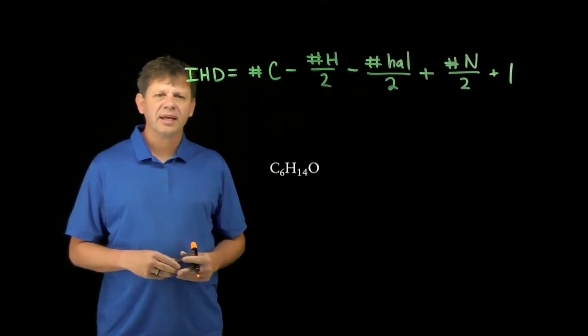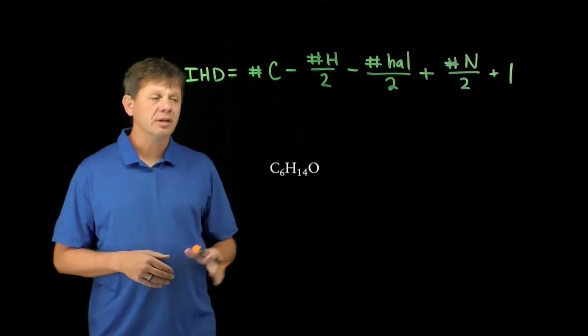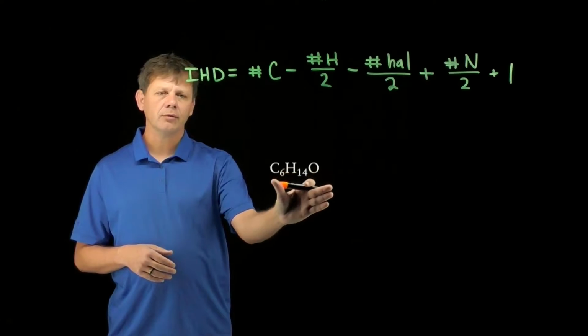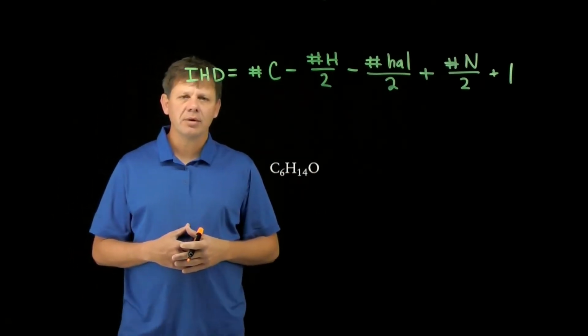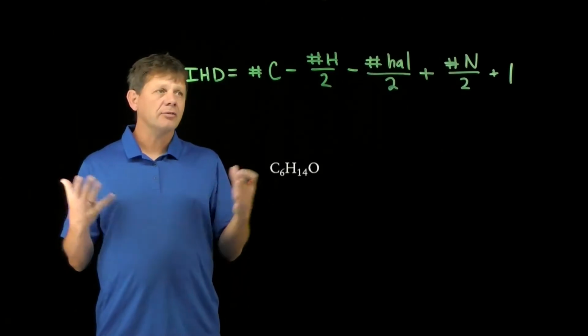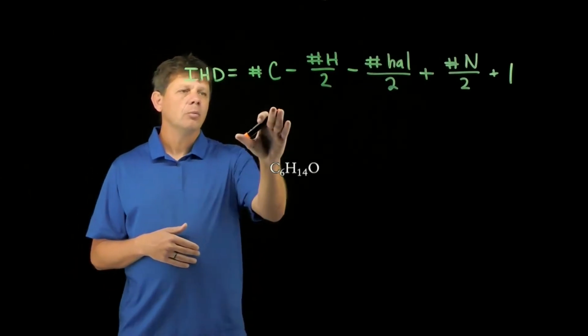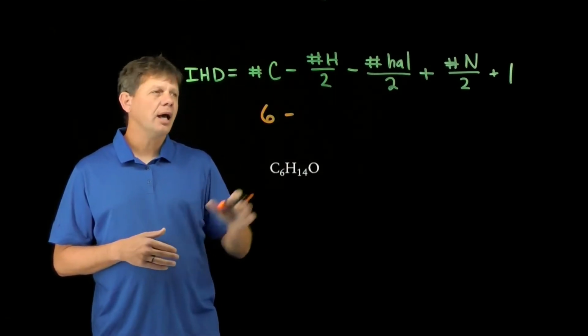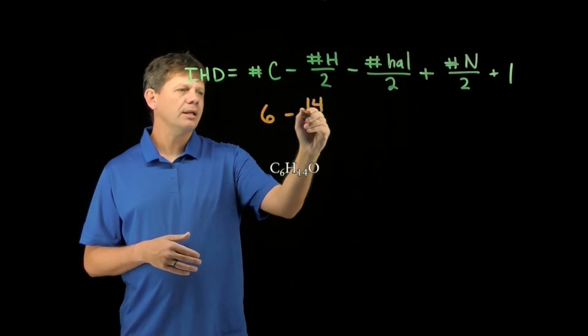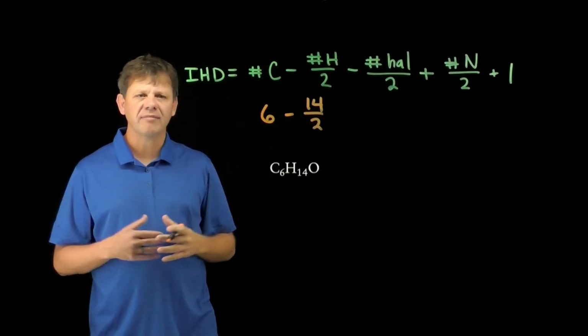In this assessment, we're asked to calculate the index of hydrogen deficiency for a molecule with the molecular formula as shown. On the screen, I have the equation that we're going to use for calculating this, and so let's just plug the numbers in. We have 6 carbons. There are 14 hydrogens, so we're going to subtract 14 divided by 2, or 7.